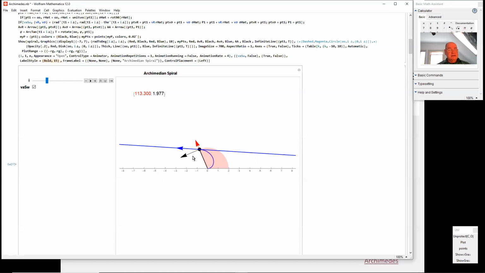And notice that as the black line gets longer and longer, look how the tangent begins to favor the black line, because what is the tangent? The tangent speed is a combination of this speed and this speed. As the black line gets longer and longer, the speed is going to become more and more dominated by the speed of the black line.